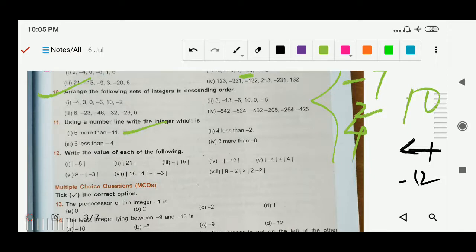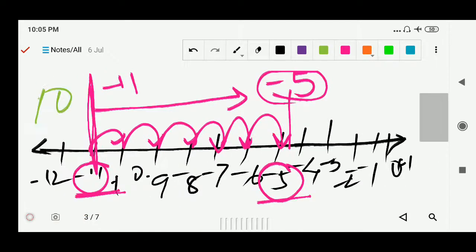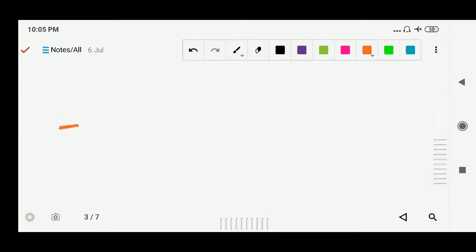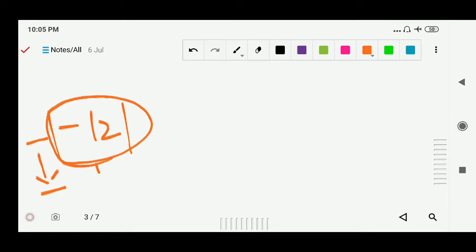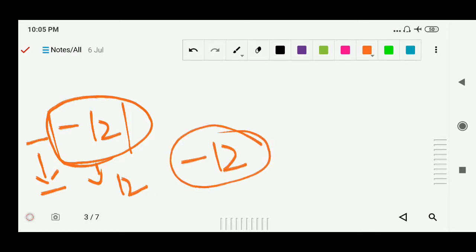It is in the mod. Minus 8 in the mod, as I told, the absolute value will be simply 8. Like question number 4, which is minus 12 in the mod, and again a minus sign. So write the same thing inside, and for this whole minus 12 mod the value will come 12. So altogether what is the answer? Minus 12.